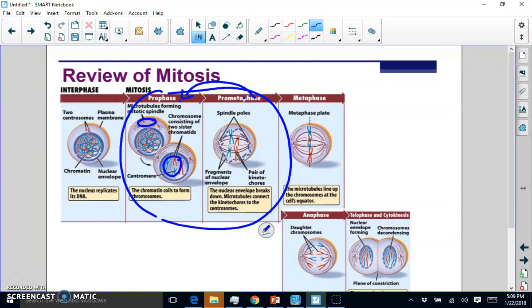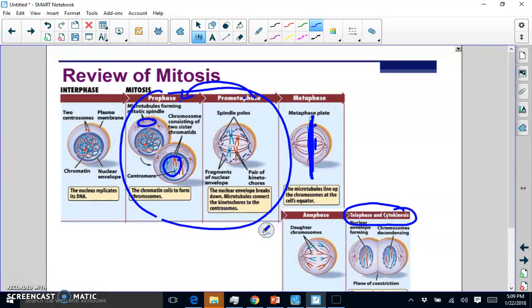Okay? And then remember, at metaphase, the chromosomes are aligned in the equator, or the center part of the cell. And then finally, in anaphase, those chromosomes that are aligned in the middle of the cell get pulled apart. Remember, these are called sister chromatids. So in anaphase, we pull apart the sister chromatids. And then last but not least, we have telophase and cytokinesis.